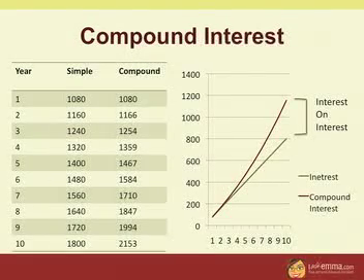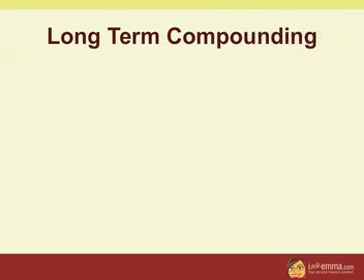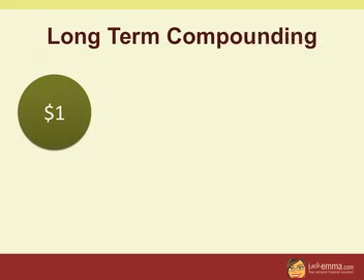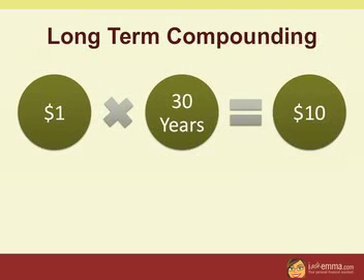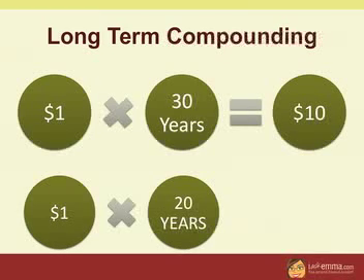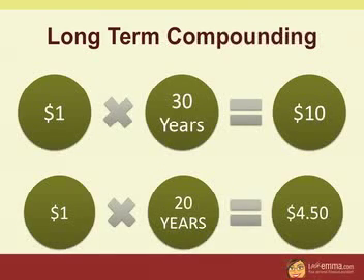Now let's talk about the difference between compound and simple interest, and let's also look at how compound interest can help us save for retirement. If we invest $1 into a retirement account and let it compound for 30 years, it will be worth $10 by retirement. If we have that same dollar in the account for 20 years, it will grow to only $4.50. We can see that the longer we have our money invested, the larger it will grow and will help us reach our retirement goals. Now let's go back and look at our two friends again.